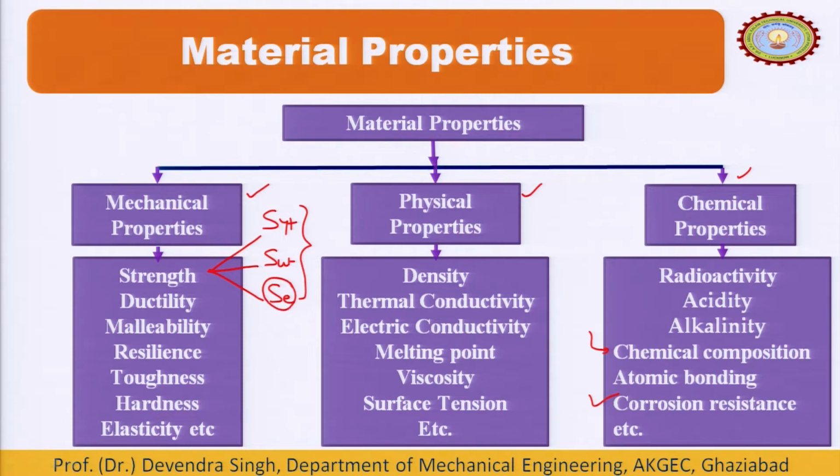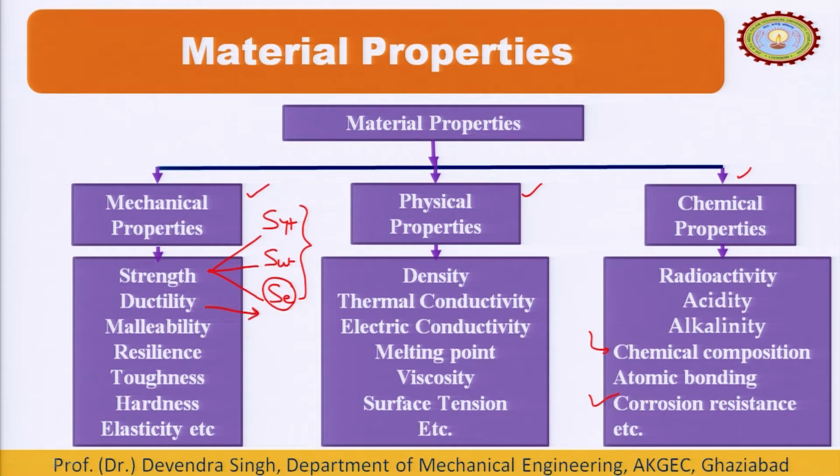And E, this is the endurance strength, we will discuss in detail. This is the maximum completely reversible stress induced in the material so that we can get the infinite life of that material, meaning the component you design survives 10 to the power 7 complete reversals or more than that. So, these are the strengths.